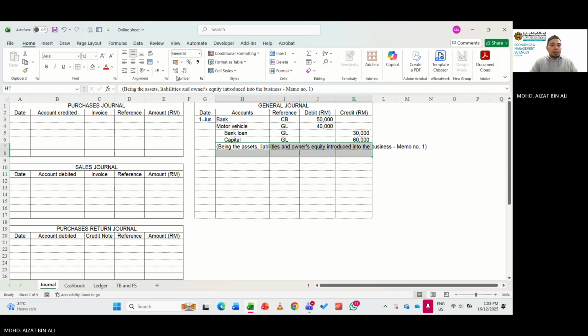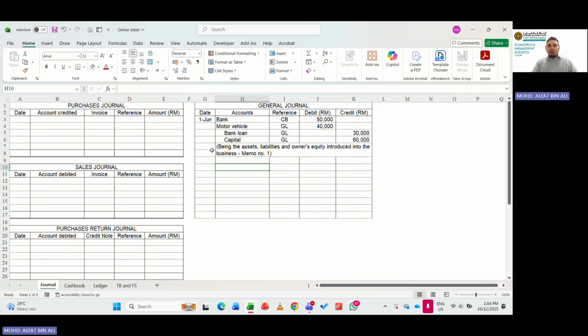I'm going to do this. This and this. All right. So we've got here our first transaction correctly entered into our general journal. Now, after we have done this, what do we do?